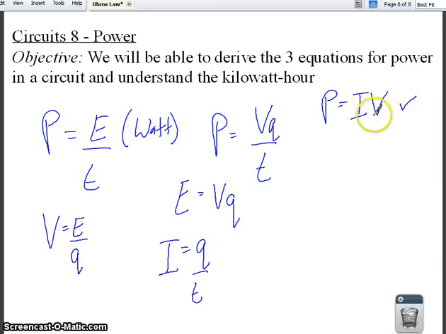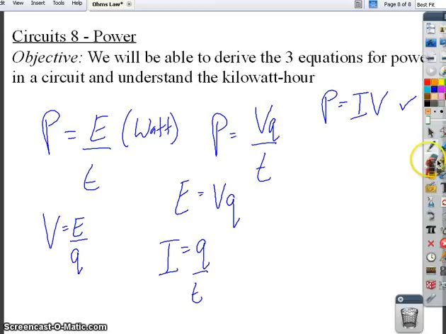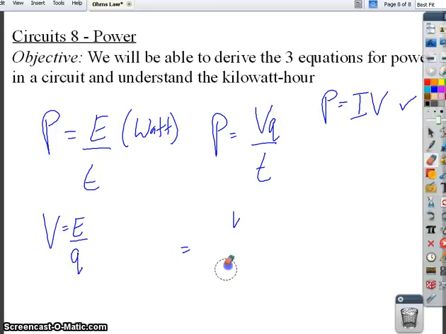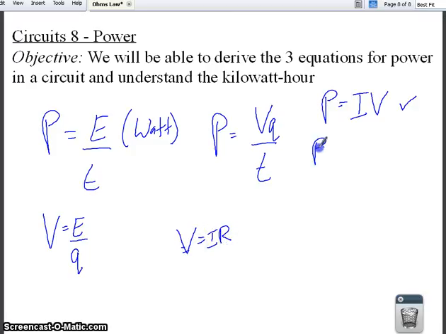Our second equation is we know that V is equal to I times R. So let me erase some of the stuff over here. V is equal to I times R. So P can be equal to I times I times R here, because I just plugged in I times R for V. So we get P is equal to I squared R. This is our second equation for power.